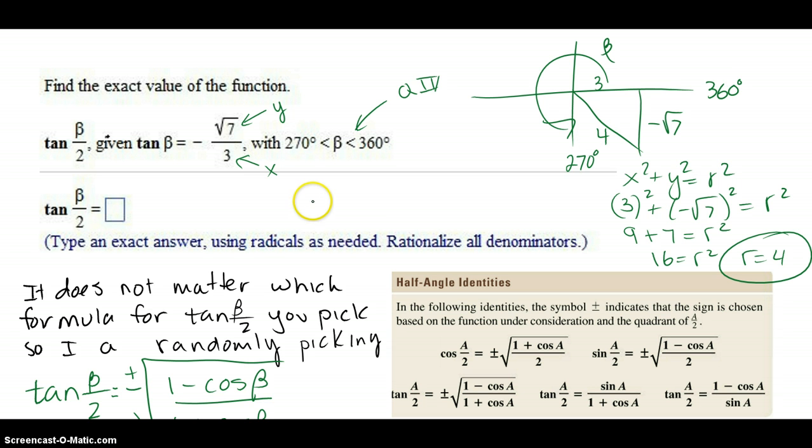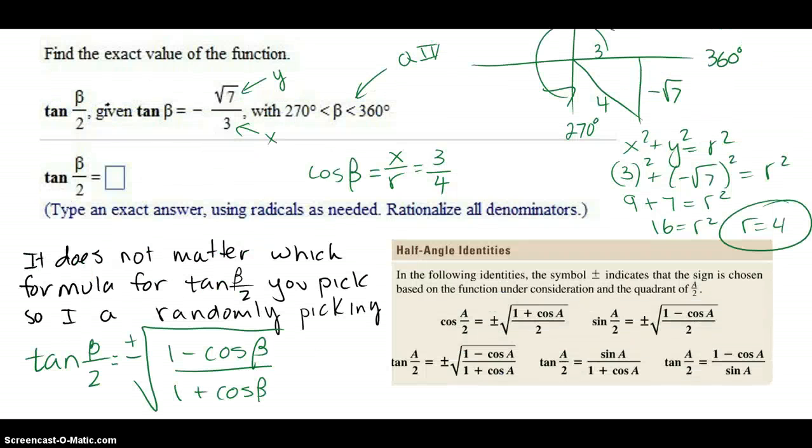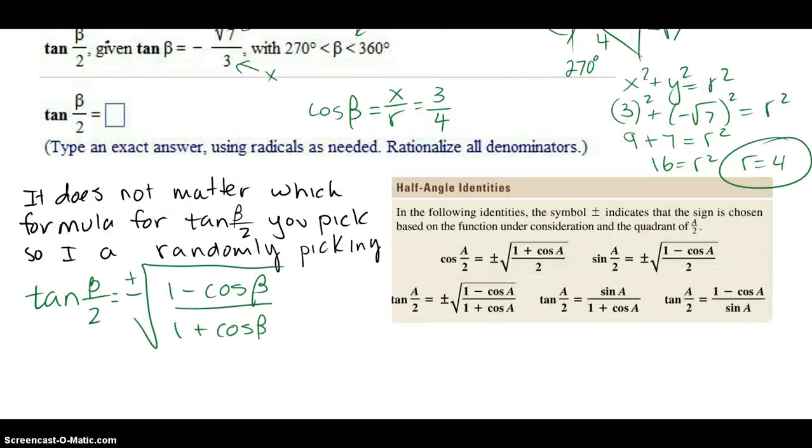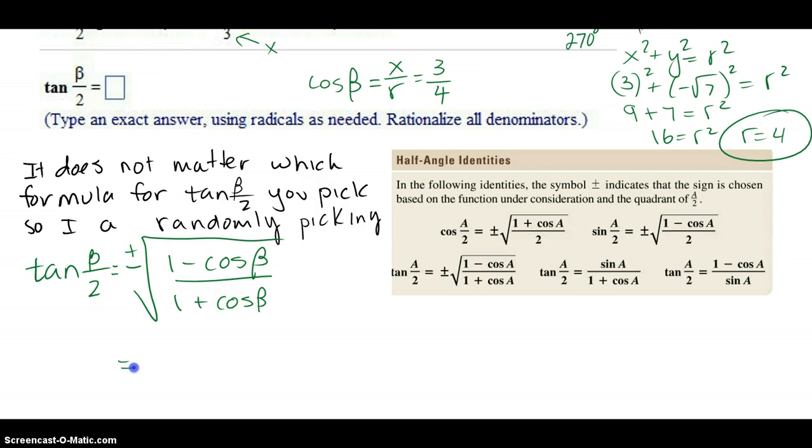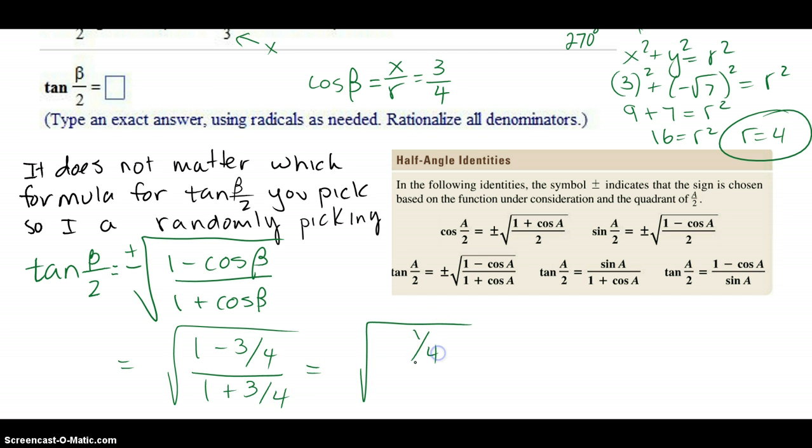So now we can find cosine. What is cosine of beta? We know it's x over r, so that would be 3/4, and it would be positive because cosine is positive in the fourth quadrant. So if I plug that in now, you would get that this is equal to 1 minus 3/4 over 1 plus 3/4. If I figure out the inside, 1 minus 3/4 is 1/4 over, if I do a 4 over 4 here, that would be 7/4. So this answer would be square root of 1/7.